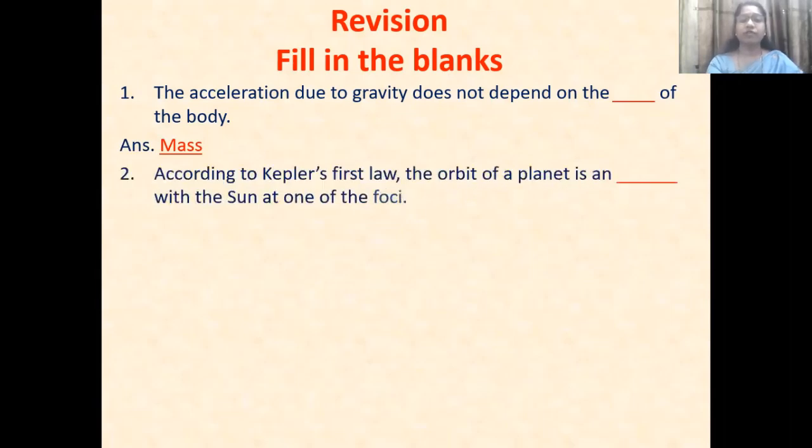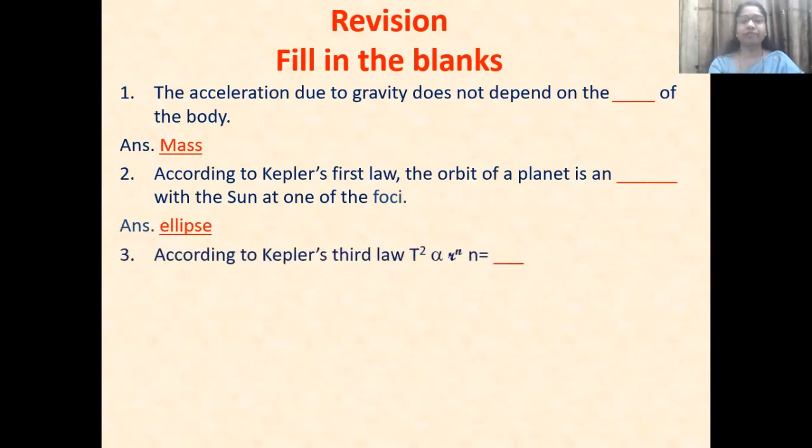Next question. According to Kepler's first law, the orbit of the planet is a dash with the sun at one of the foci. What could be the answer? Has it clicked your mind? Yes, correct. The answer is what you thought, ellipse. Perfect. Question number 3 on your screen. According to Kepler's third law, T square is directly proportional to r raised to n. Can you say what is the value of n? Think. Yes, correct. You have guessed it correct. The value is 3.